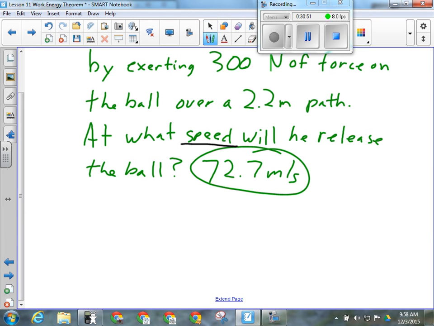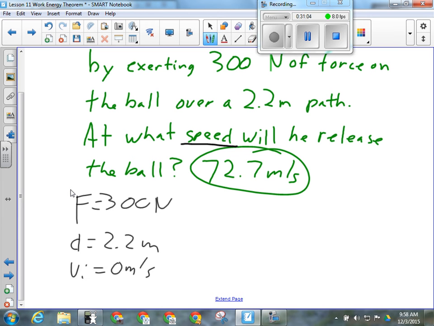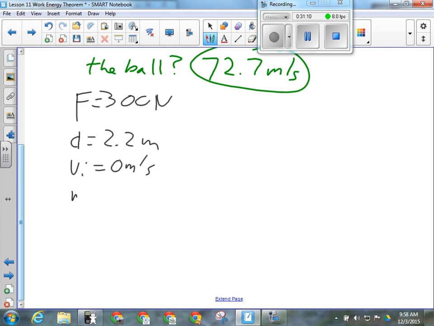Okay, all right. So I know the force. They told me that it's 300 newtons. They told me the distance over which it's going to act, 2.2 meters. I know that the initial speed is 0 meters per second, which means the initial kinetic energy is 0. And they told me the mass of the ball is 0.250 kilograms.